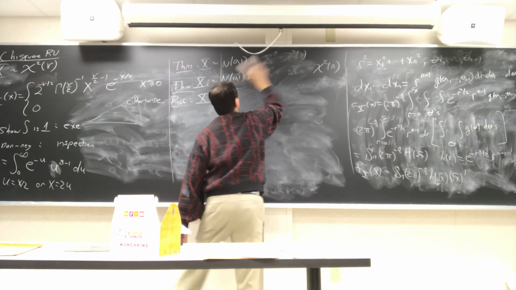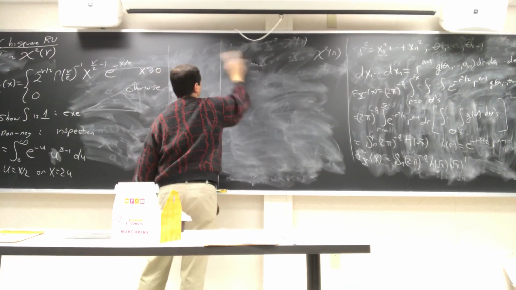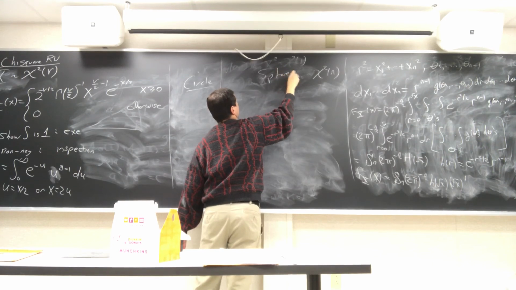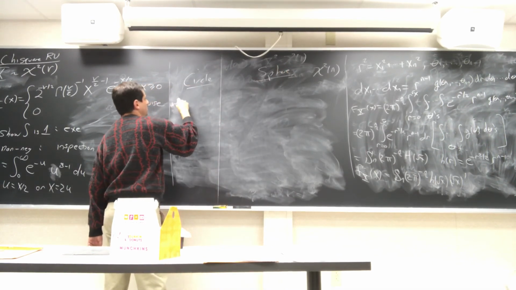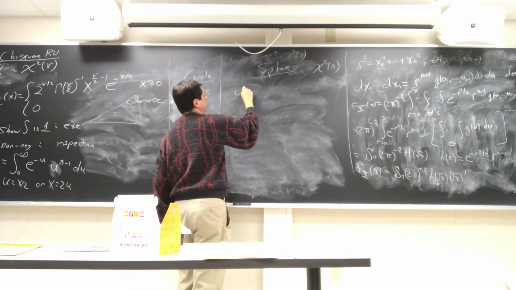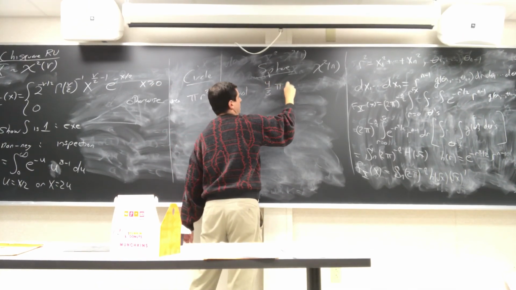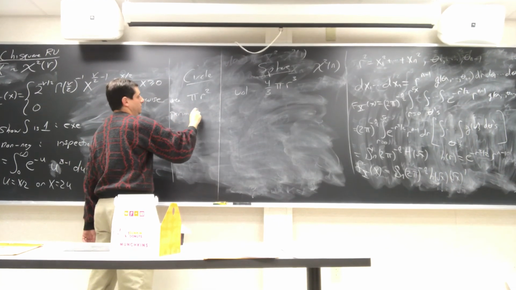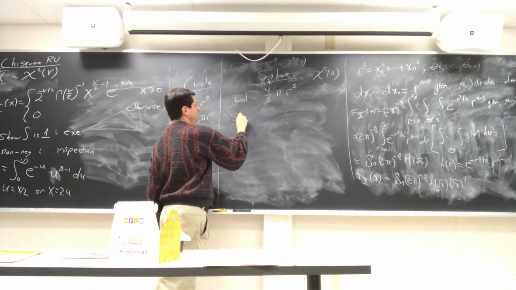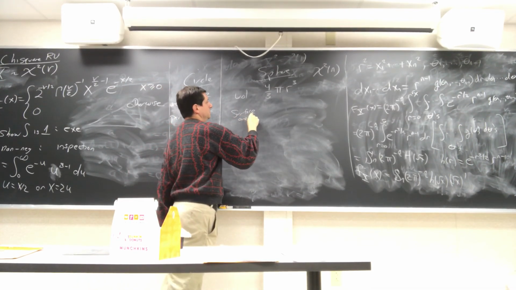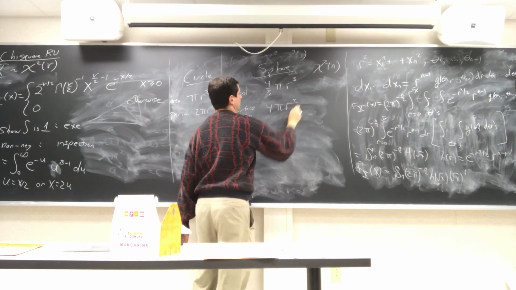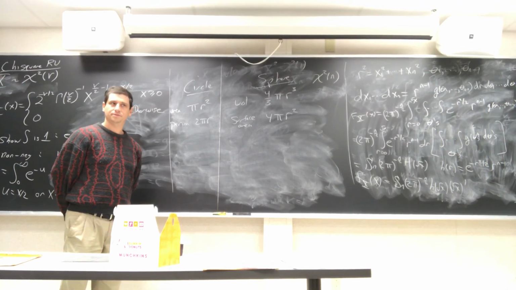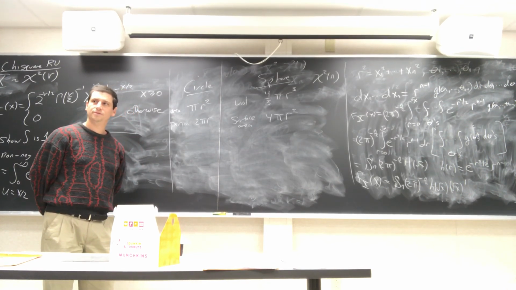So let's start off with the circle and a sphere. So the area is pi r squared. The volume is 4/3 pi r cubed. The perimeter is 2 pi r, and the surface area is 4 pi r squared. And what you should notice is you're taking the derivative. So the question is, why is this true?